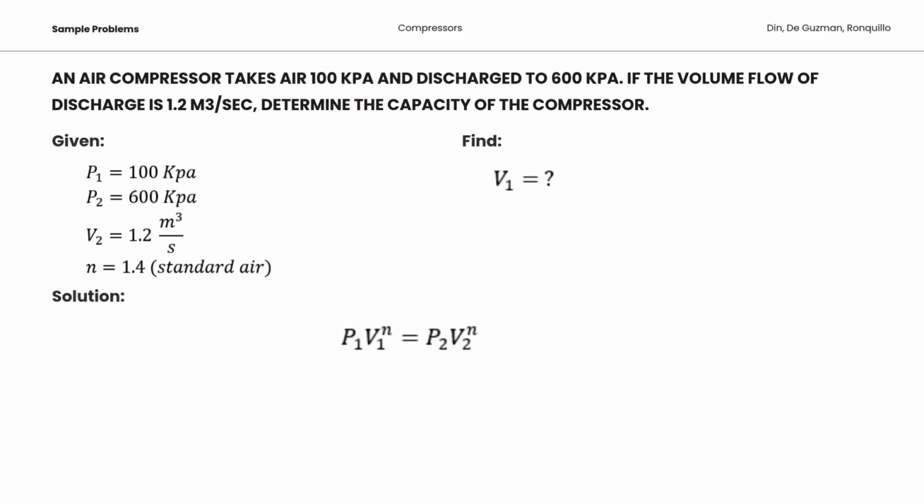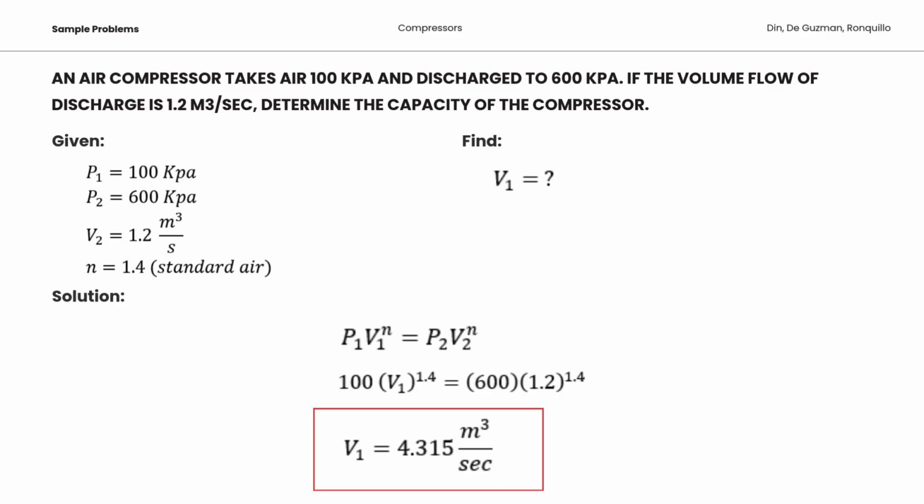Okay, para makakuha natin yung V1, we can use this formula. P1 V1 raised to N is equals to P2 V2 raised to N. Then just substituting the given. P1 is 100 and then V1 na yung hinahanap mo, and then N of 1.4 is equals to P2 which is 600 kilopascal times V2 na 1.2 cubic meter per second, and then N na 1.4. So, cancel lang naman yung kPa, and then matitira is cubic meter per second. And then, if i-compute mo sa calcu, in-input mo, ang magiging sagot is 4.315 cubic meter per second.